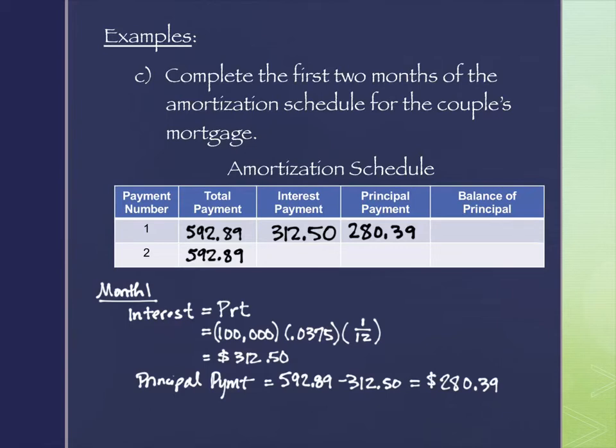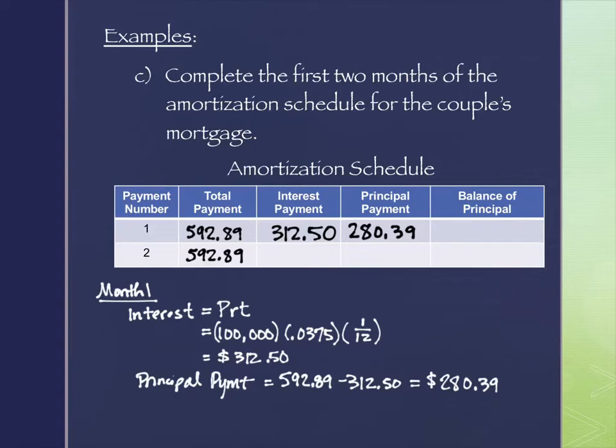Close. How much is left from what you've paid off? Yeah, so you're talking about the same thing. So the amount of the loan originally was $100,000, right? After month 1, we have paid $280.39 toward that $100,000. Now, it's not very much. Agreed? We've got a long way to go. But it's less than $100,000 at the end of that month.